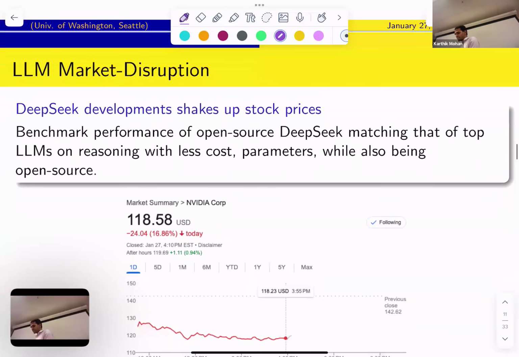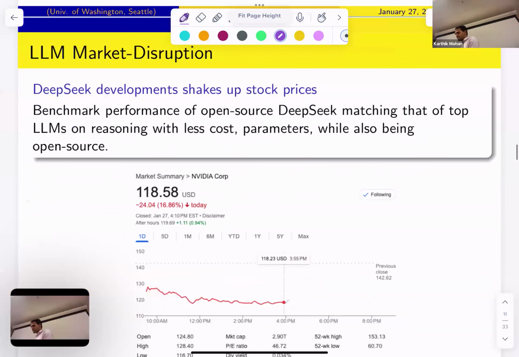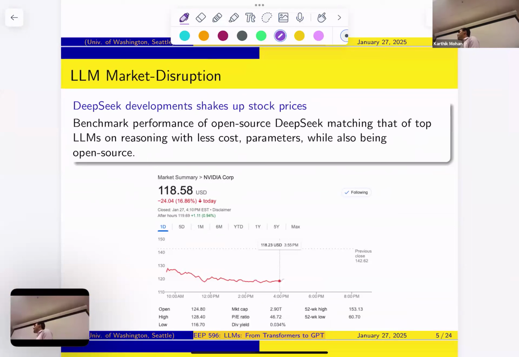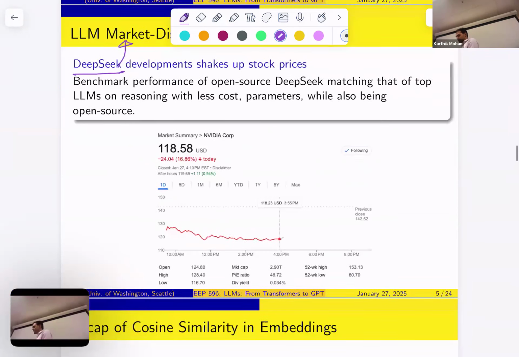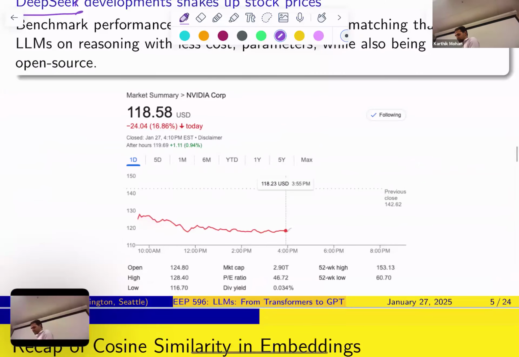Okay, so before that, I'm going to disrupt the lecture because DeepSeek disrupted the LLM market today. And as you might have seen, this is from today, Jan 27th. Yesterday, NVIDIA closed at 142.62. And today, it dipped to 118 or something. So I would love to hear from you guys. Why did it dip so much? Yeah.